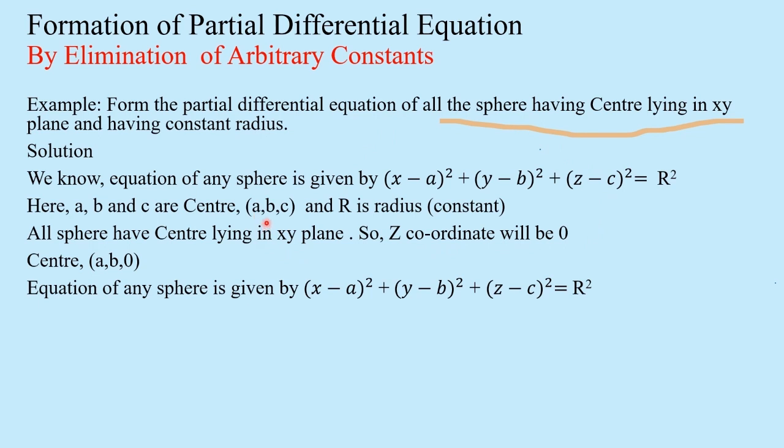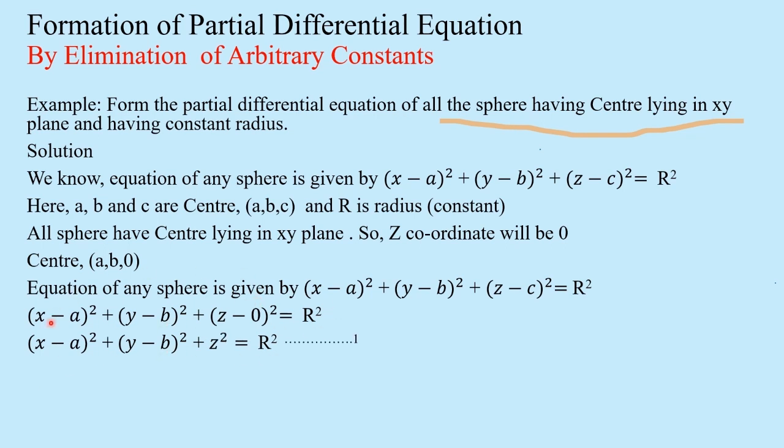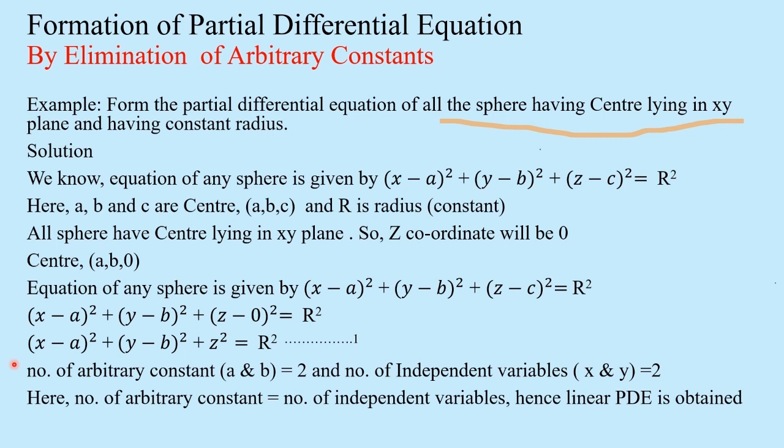So we can write a, b; these two are lying in the xy plane, and for c nothing is there, so we'll consider it as 0. So this is the general equation. Now we'll put the value c is equal to 0 in this equation. So we get this equation. Now simplifying it, we can write like this, and we'll call this equation 1.